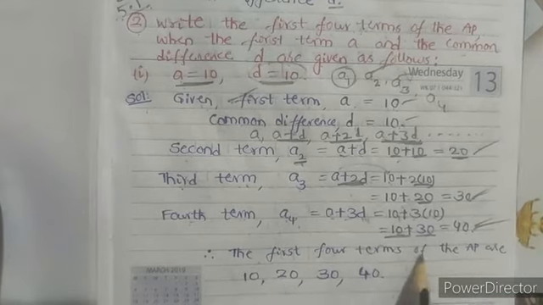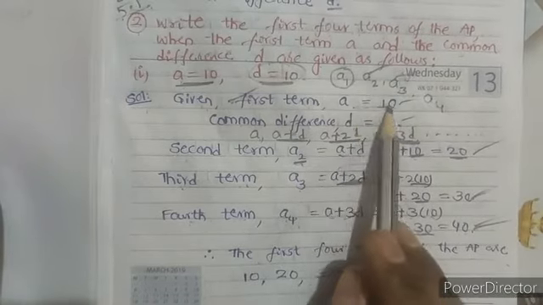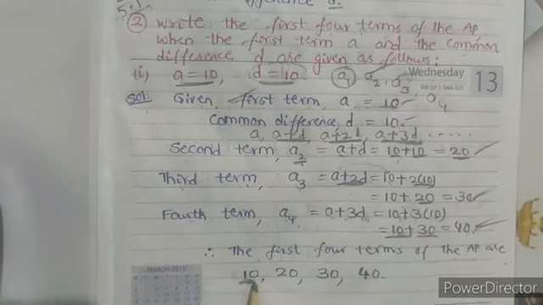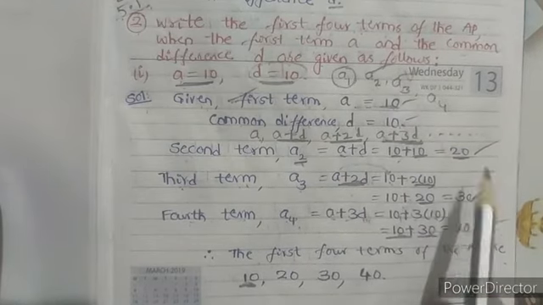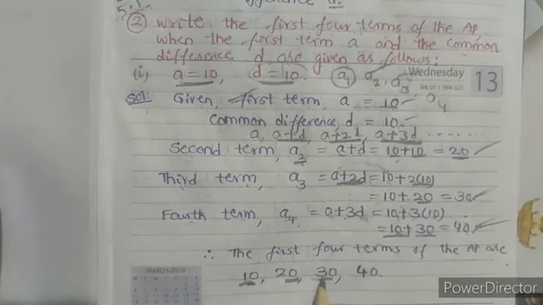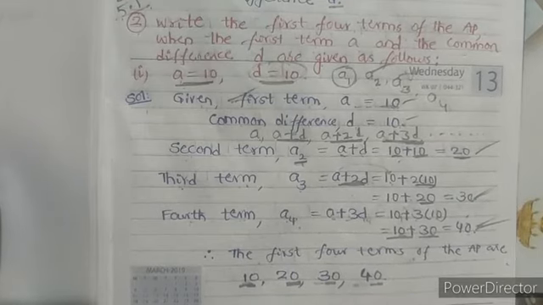So the first 4 terms of the AP are: first term, it was given, we need not find, that is already given, 10. We found these 3 terms, second, third, fourth: 20, 30, 40. These are the first 4 terms of the given question.